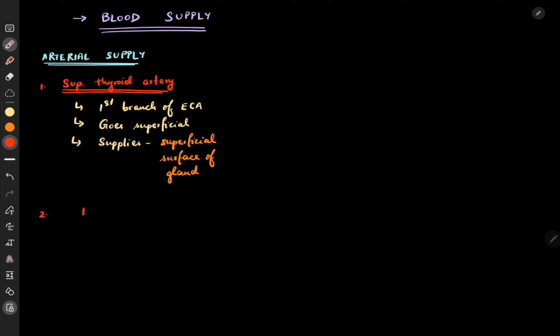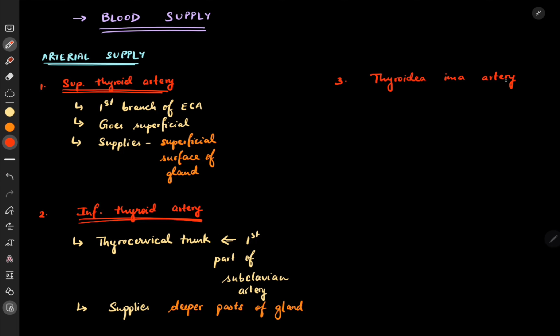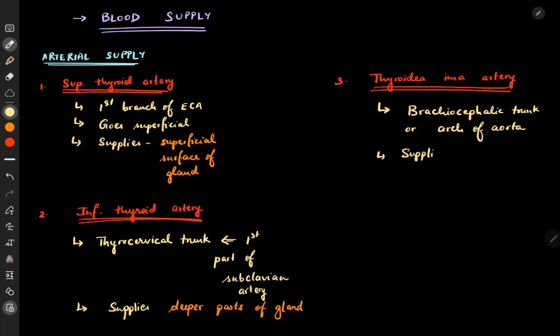Next is the inferior thyroid artery. It is a branch of the thyrocervical trunk, which is in turn a branch of the first part of the subclavian artery. It goes to the deep part of the thyroid gland and supplies there. The third artery is the thyroidea ima artery, which is either a branch of the brachiocephalic trunk or a direct branch from the arch of the aorta. Its duty is to supply the isthmus.